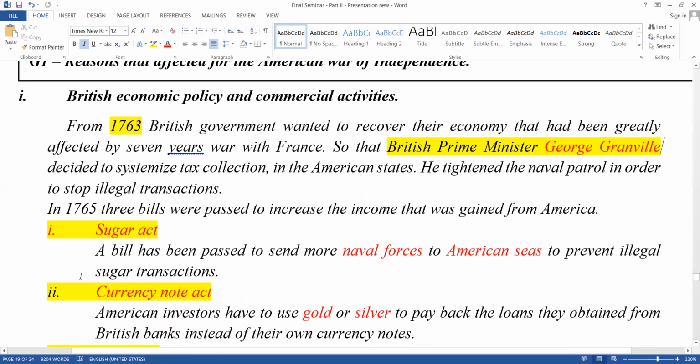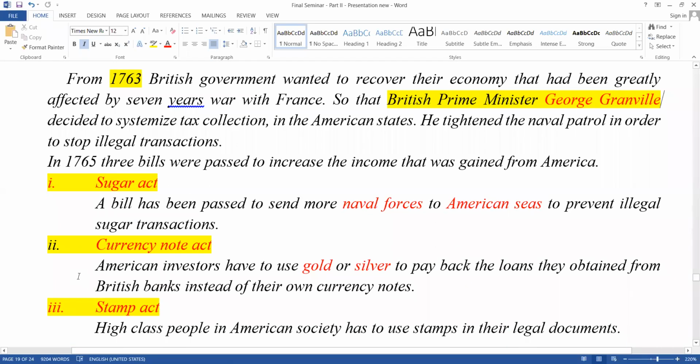Under the Currency Note Act, what happened? Many American people had taken loans from British banks. In repaying those, they could not use their own currency because it was a soft currency. The banks did not accept the currency notes of Americans. So these people had to pay the debts in gold or silver. That means this was done for huge economic profit.